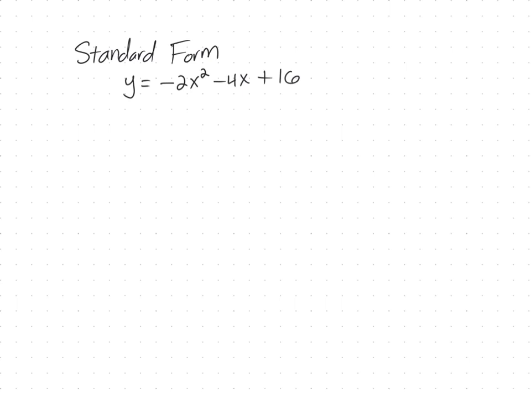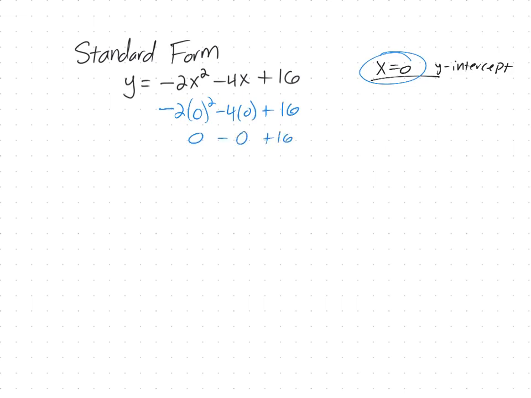So in standard form, remember, I can set x equal to 0 to find the y-intercept. So I'm going to go ahead and do that. I'm actually going to do it in blue. So if I set x equal to 0, I get negative 2 times 0 squared minus 4 times 0 plus 16. 0 times anything is 0, minus anything times 0 is 0, so plus 16. So my y-intercept is actually 16. The x value is 0, the y value is 16. So I got my y-intercept.